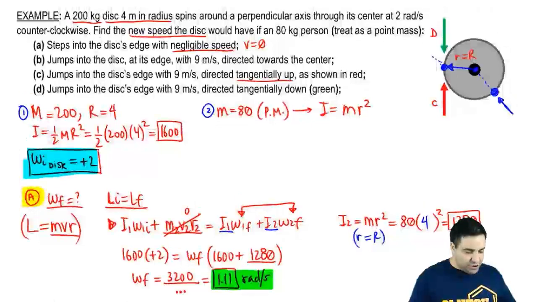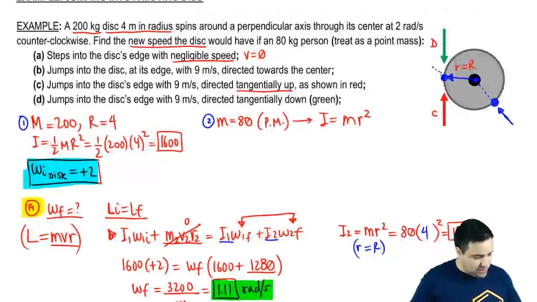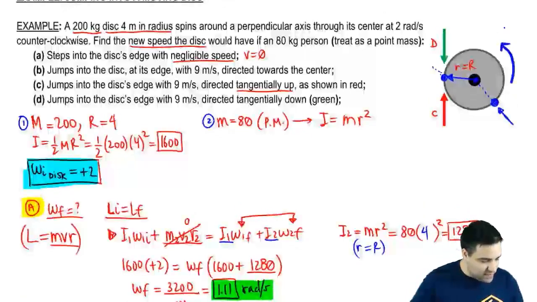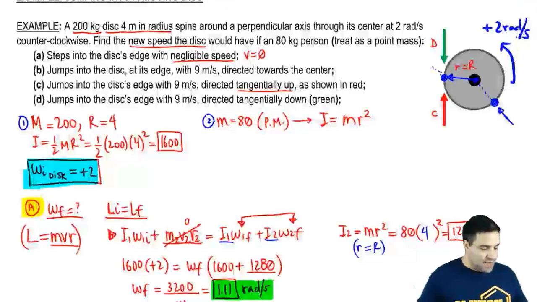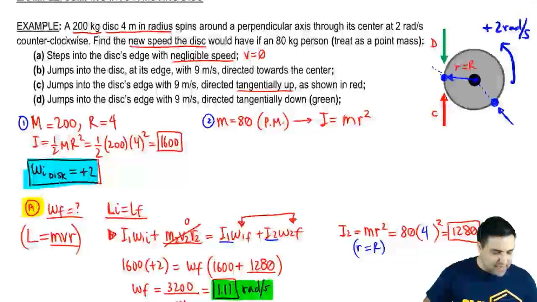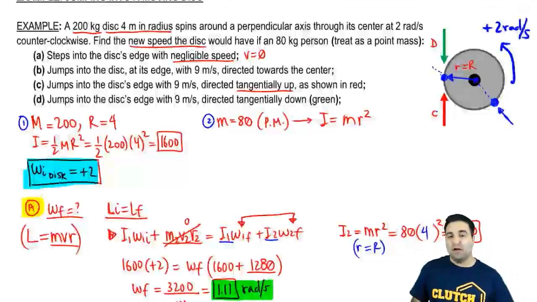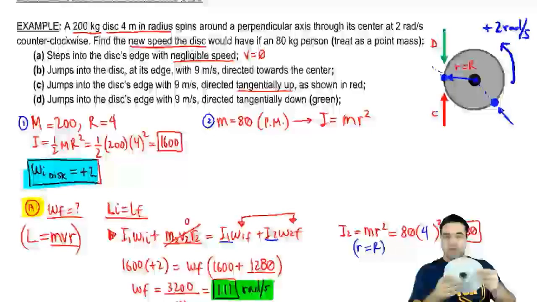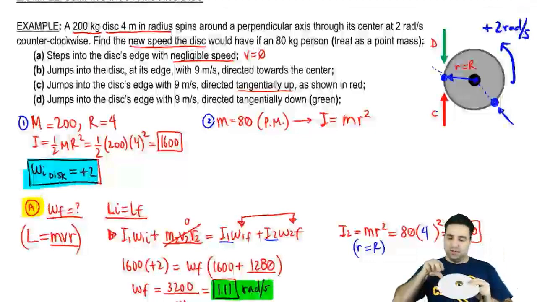Okay, so initially the disk is rotating like this with a positive 2 radians per second. Okay, look at the C arrow here, right? For part C, you're jumping that way, and I hope you can see how jumping that way would go against what caused the disk to spin. It's basically going against the direction of the disk, right? So the disk is spinning like this, and then you're jumping in. The disk is spinning like this. I've got my disk, it's broken here, and you're running that way.